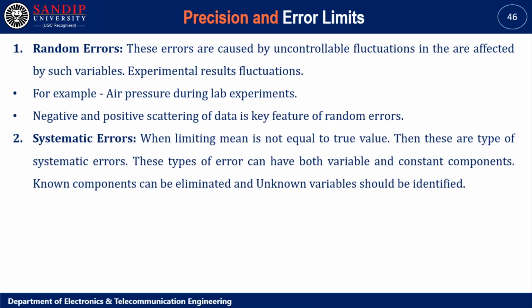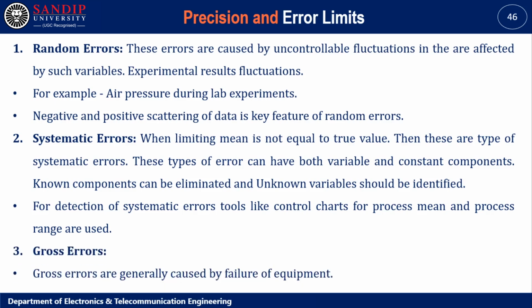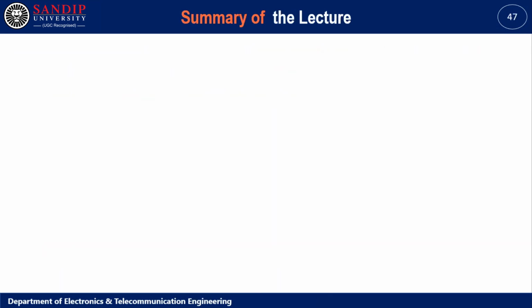Systematic errors. When the limiting mean is not equal to the true value, these are a type of systematic error. These errors can have both variable and constant components. Known components can be eliminated and unknown variables should be identified. For detection of systematic errors, tools like control charts for process mean and process range are used. Gross errors are generally caused by failure of equipment.